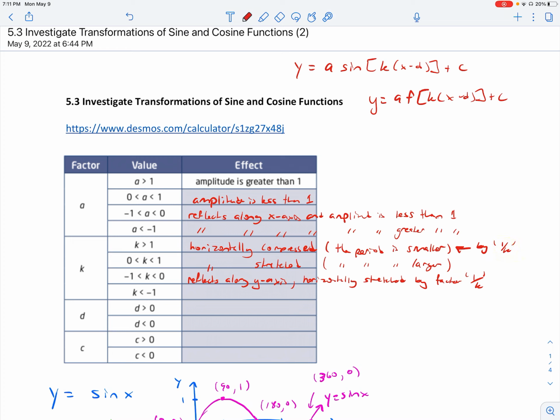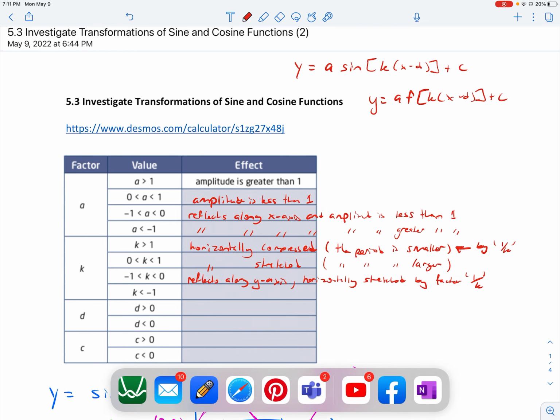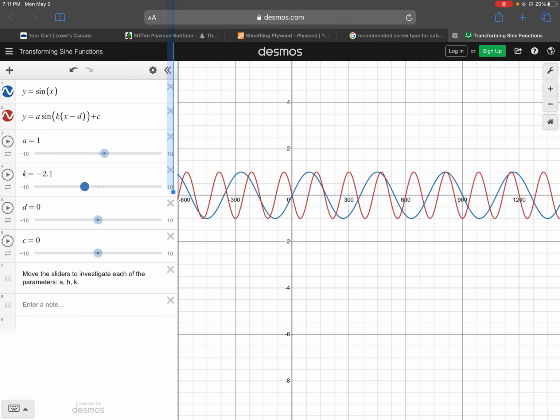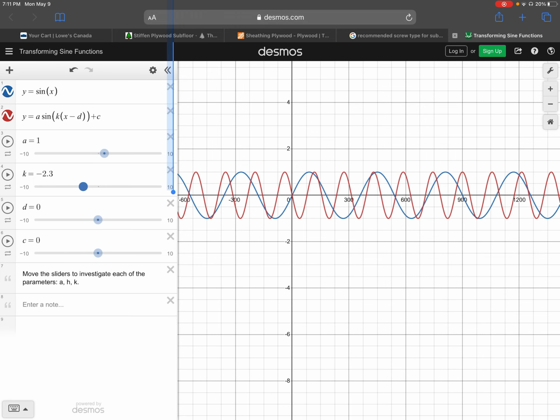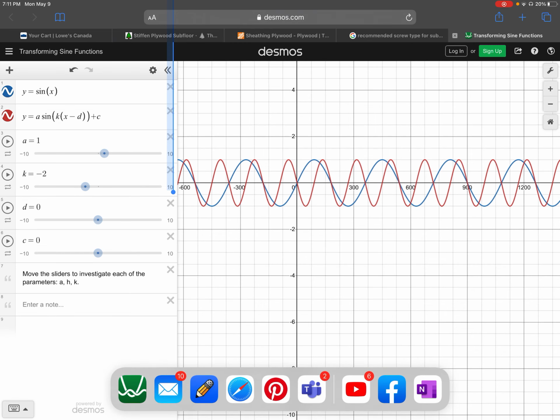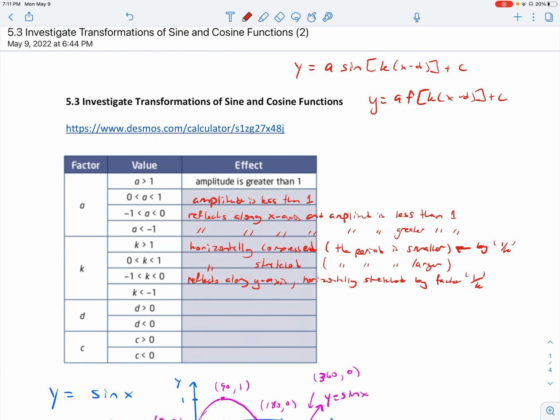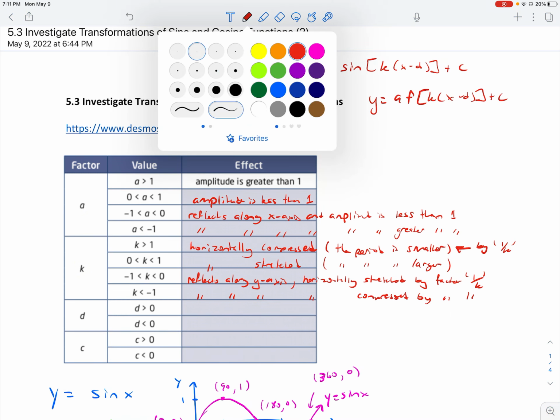Okay, last one. If k is smaller than -1, well, I think we know what that's going to do. It's going to horizontally compress it, and it still stays reflected along the y. So let's go back. So reflects along y-axis, horizontally compressed by factor 1 over k. All right, so these ones are definitely tougher, A and K. We'll now look at D and C. If you want, you can pause the video and maybe make some guesses.